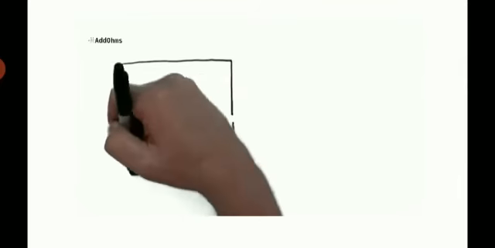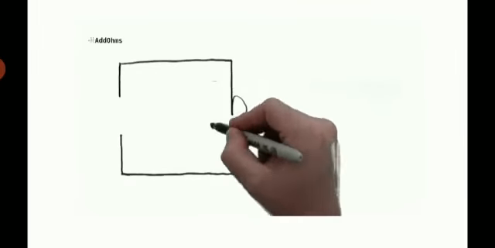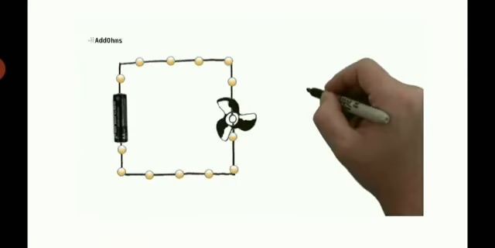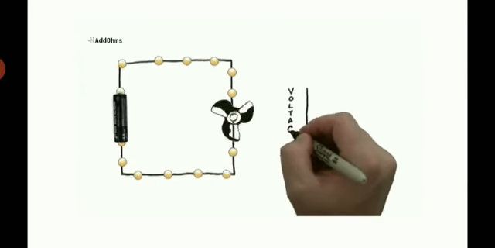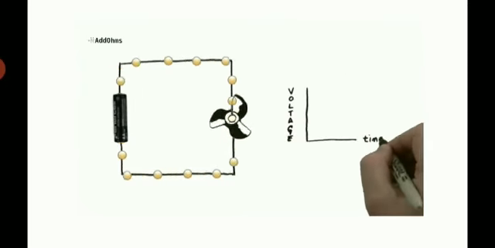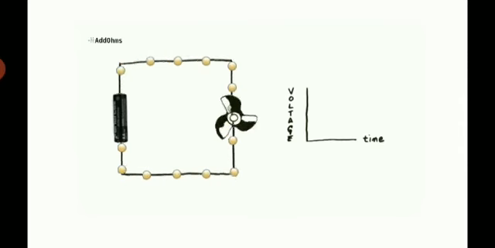So consider this a small battery. It is a DC supply. Here we can use a fan or a bulb. Here we have connected a DC battery. So here you can see the electrons are flowing, or current is flowing, in only one direction.